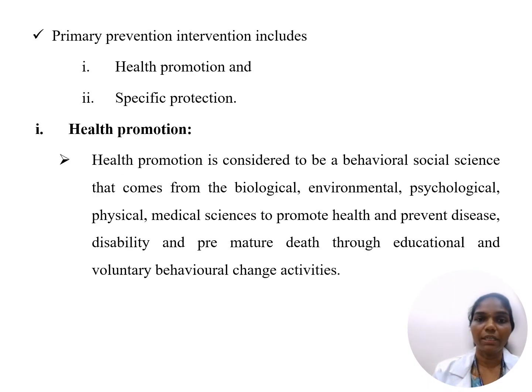So primary prevention interventions, how can we do this? Primary prevention is by health promotion and specific protection. Health promotion is considered to be a behavioral social science that comes from the biological, environmental, psychological, physical and medical sciences to promote health and prevent disease, disability and premature death through educational, voluntary behavioral change activities. How can we do health promotional activities? We can achieve this by health education. Okay, behavioral change can be done only by giving them proper education and awareness about the topic.